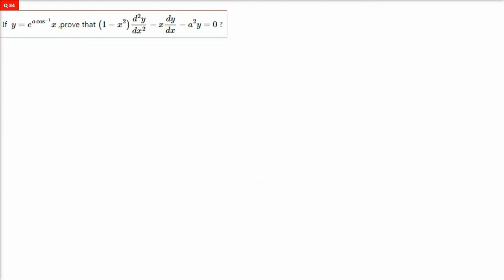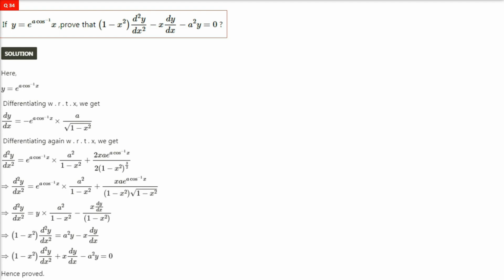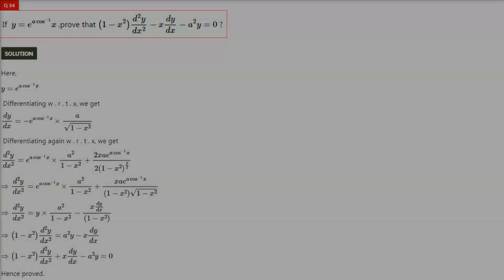y equals e raised to a cos inverse x. So this question we have already done. You can just go to the previous questions and see how we have done this.